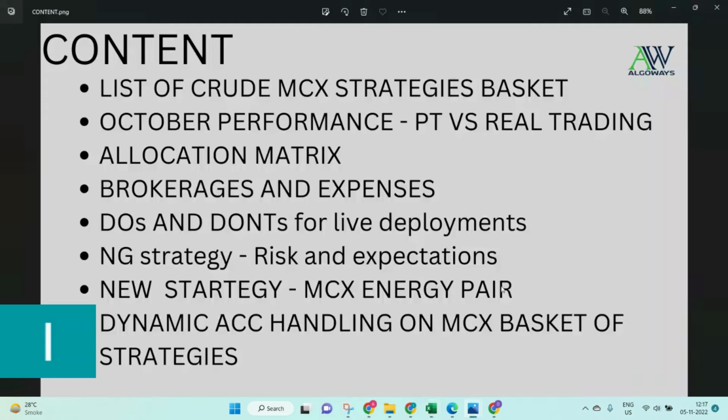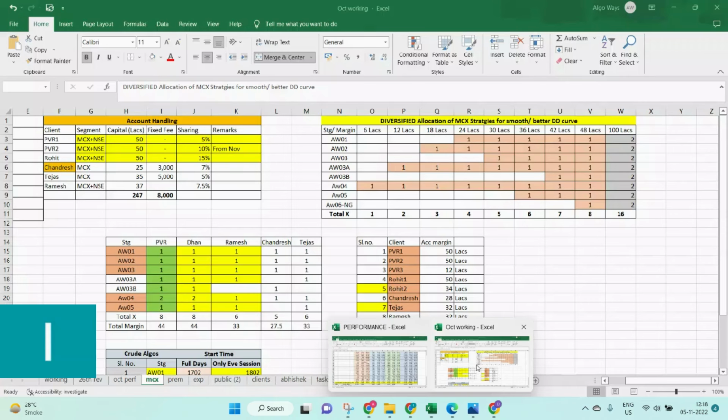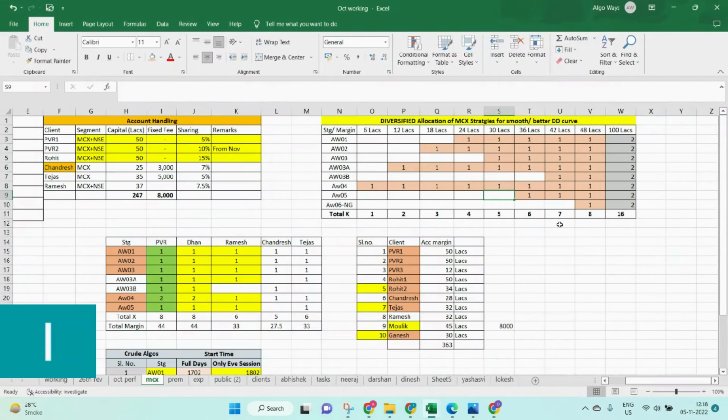Allocation metrics. See, when somebody does one deployment, it becomes very important which one he should do. And when somebody is deploying, say, suppose 50 lakhs or 100 lakhs, then how the deployments shall be prioritized. So I have given this particular allocation matrix in my Telegram channel as well. So let me just explain it here. So this is the allocation matrix.